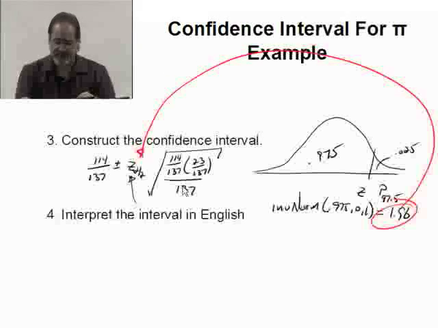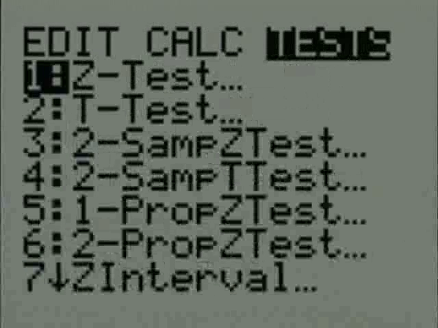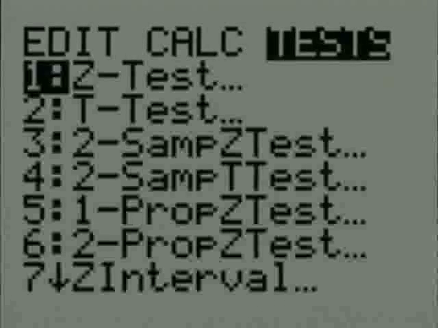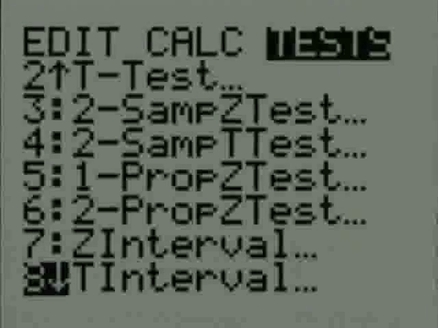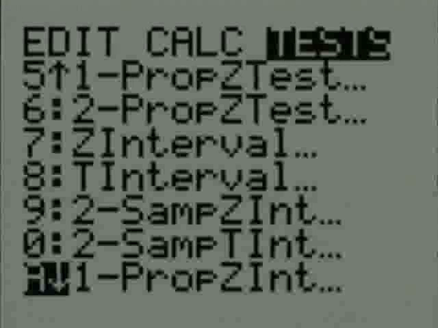What I'm going to do instead is go to the calculator and allow the calculator to handle the whole thing. So let's take a look here real quick. If I go to Stat, Test, and I'm going to go down to, let's see, where is it? Right there, Option A. Option A says 1 prop z int. That means 1 proportion z interval.